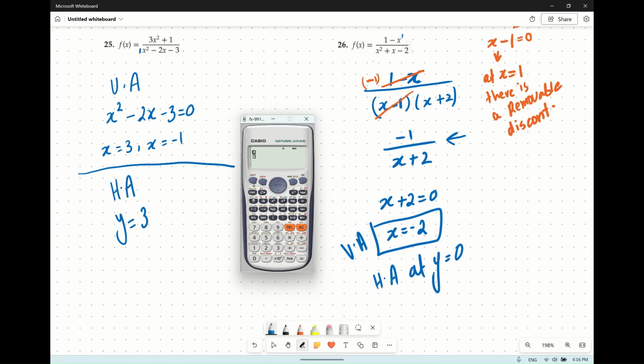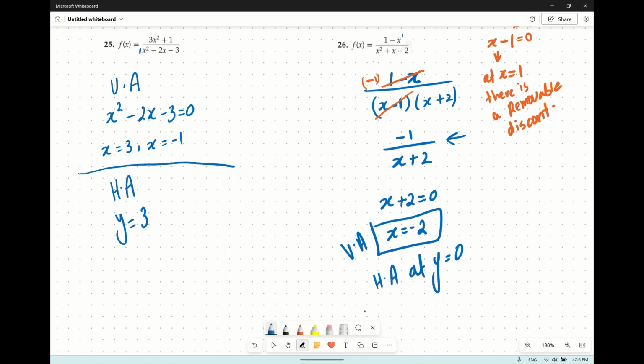Let's check with the calculator. 1 minus x over x squared plus x minus 2. Calculate. Put a large number. So now look, whenever you get 10 to the power of a negative number, this means 0. Again calculate. Put a very large negative number. So what do we get? We also got 0. So there's a horizontal asymptote at y equals 0.